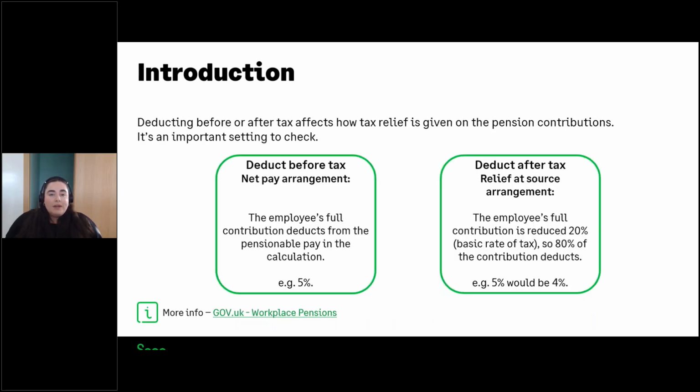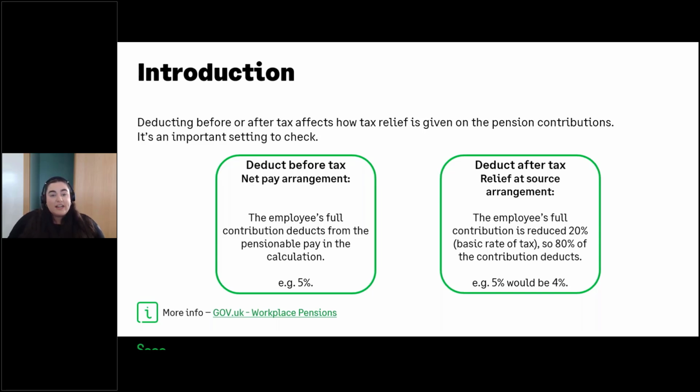Next, I want to talk a little bit about the deduct before or after tax as well, as this does affect how the tax relief is given on the pension contributions. So if your scheme deducts before tax, otherwise known as a net pay tax relief arrangement, it'll take the pension contributions before the employee's tax is calculated, and the employee only pays tax on what's left. The employee's full contribution rate deducts in the pension calculation too. So with deduct before tax, if the employee's contribution rate was set to 5%, the full 5% of the pensionable pay is going to be the contributions.